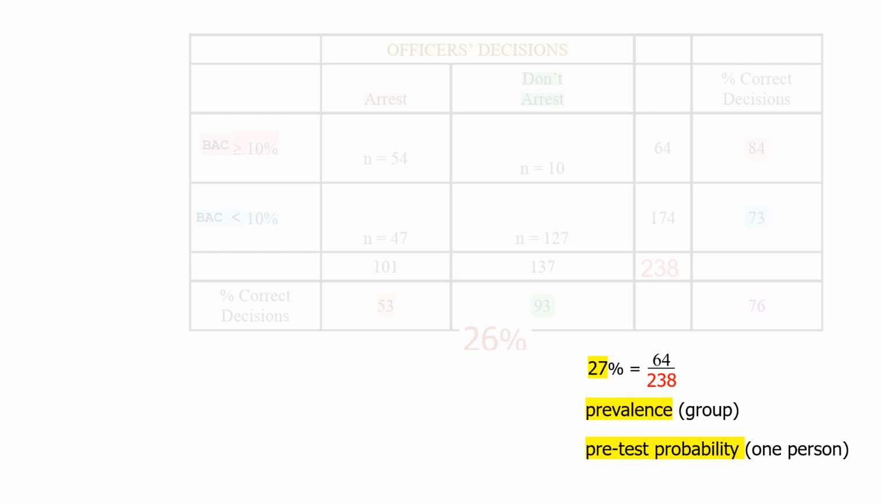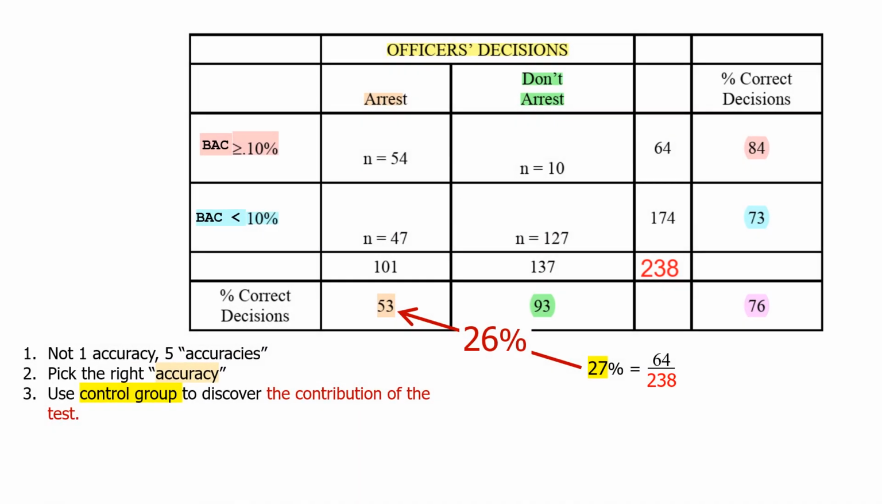Control group accuracy is a term I made up for this video. If you want to be highfalutin, we should call the yellow control group accuracy the control group prevalence. Don't let this confuse you. In fact, prevalence and pretest probability and yellow control group accuracy are all the same thing. They're all the same number. Anyway, back to the story.